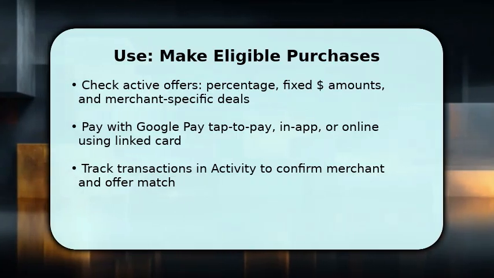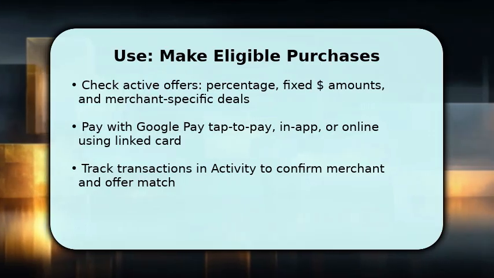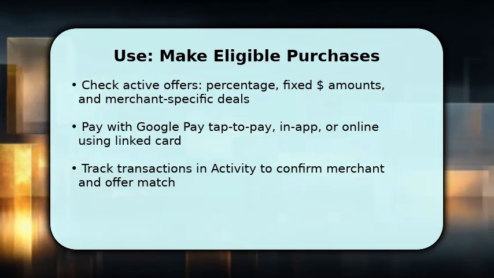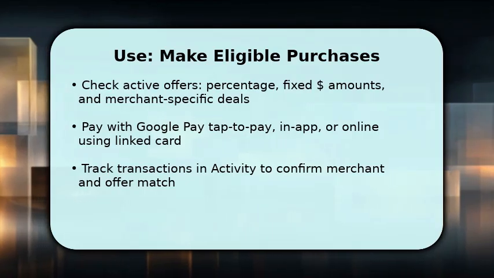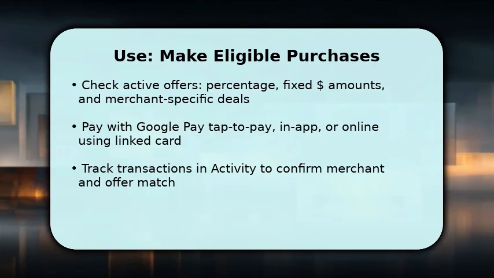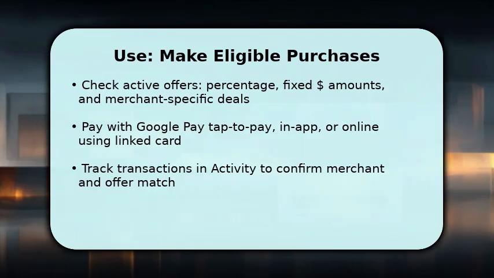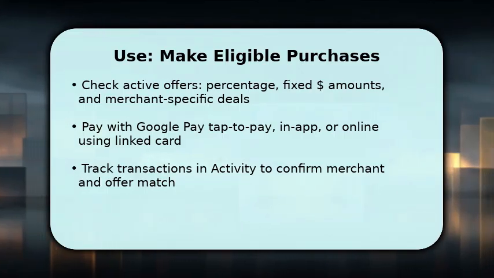Open offers, add the specific deal to your account, then pay using Tap to Pay in-app or online with the linked card. This ensures the transaction ties to the offer. Once you complete a purchase, check activity to confirm the merchant category and amount match the offer. This helps you know why cashback posted or didn't. If needed, keep receipts until rewards show up.